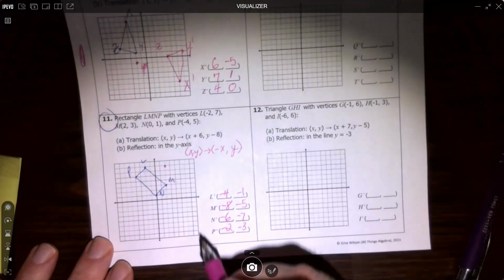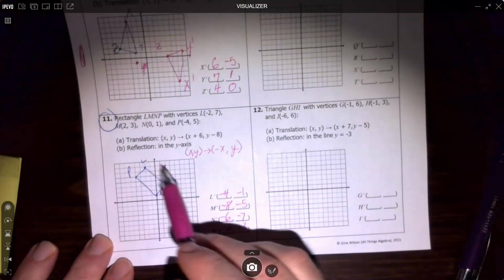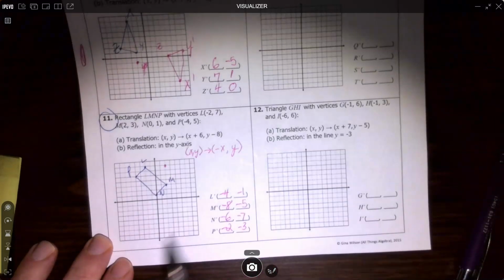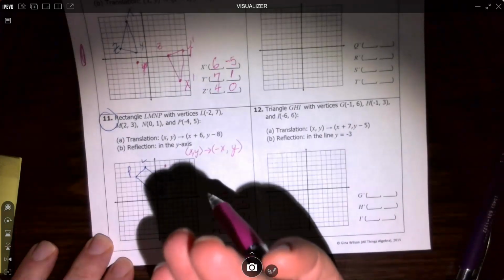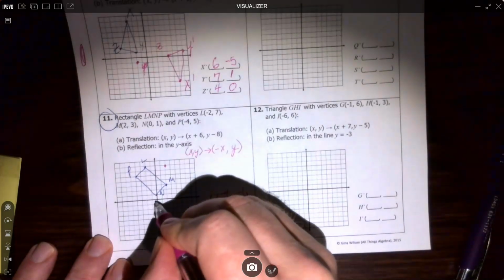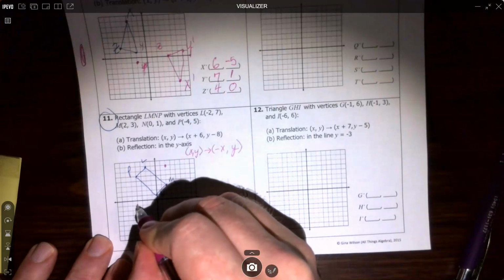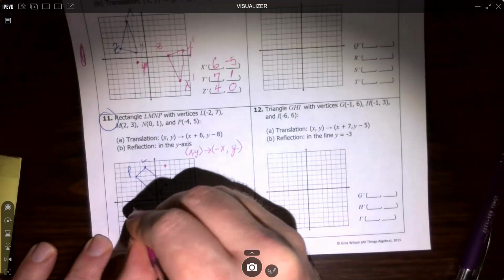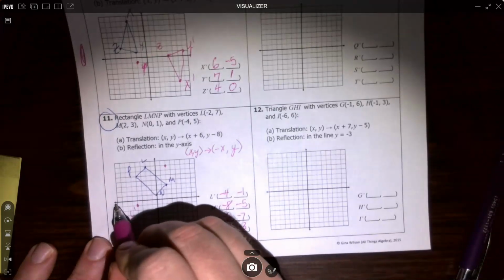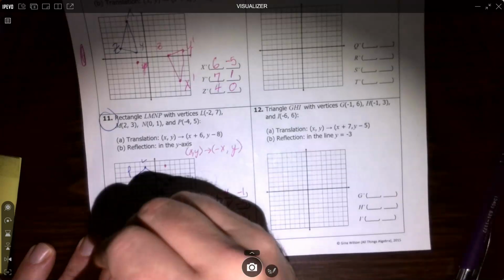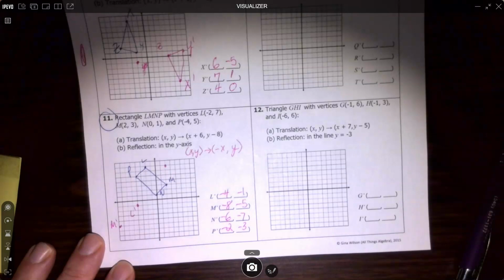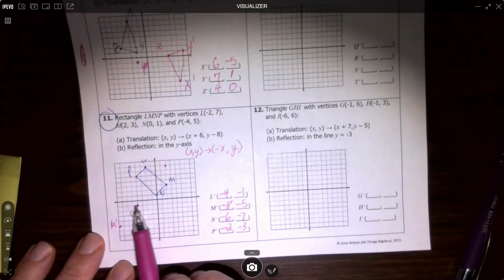So I'm going to take these and plot them and see if I get this thing slid and then flipped over the y-axis. It should be slid and then flip this way. Okay, negative 4, negative 1 is right there, and that is L prime. Negative 8, which is all the way here, and negative 5, which is here, is M. Is that right? Okay. Negative 8, 1, 2, 3, 4, 5. Yep, negative 8, negative 5.